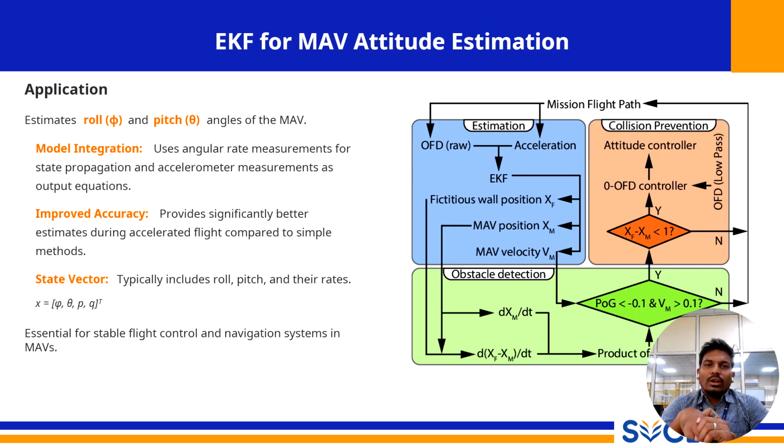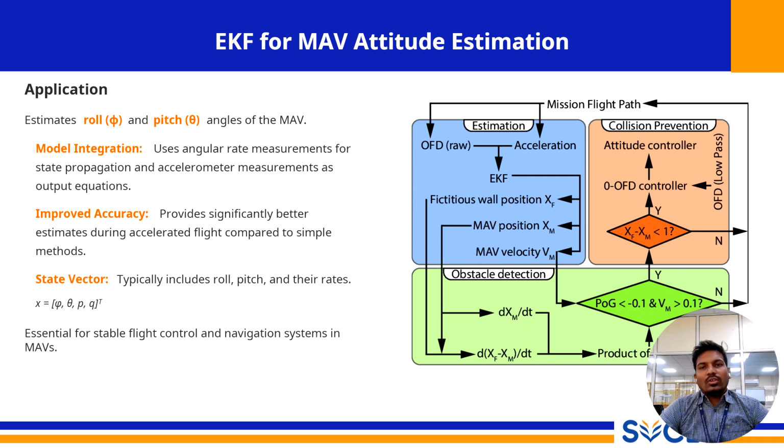The variables that the filter is actively trying to figure out are contained in what we call the state vector. For this task, the state vector typically includes roll, pitch, and their rates, which can be mathematically written as x equals phi, theta, p, and q, all transposed. This means the filter is simultaneously producing an estimate for four values: current roll angle, current pitch angle, current roll rate, and current pitch rate.